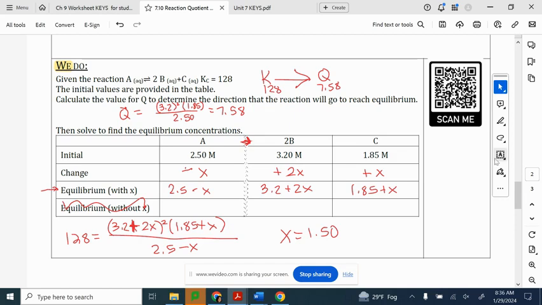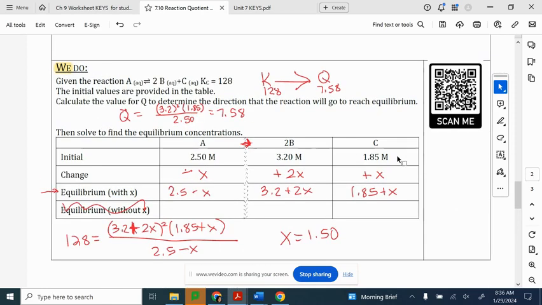All right, so that's what you should come up with, and that's how you do K versus Q. And we are done with this part of equilibrium. The next part that we do is solubility, and we will get into that next week or later this week. You got a lab tomorrow. You need to have that pre-lab ready.